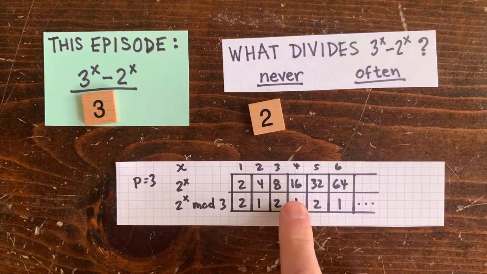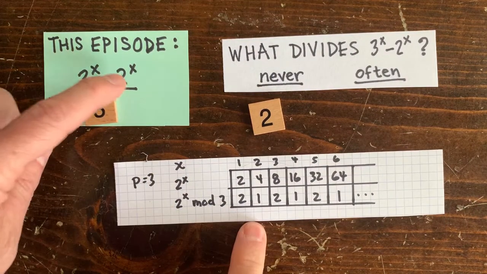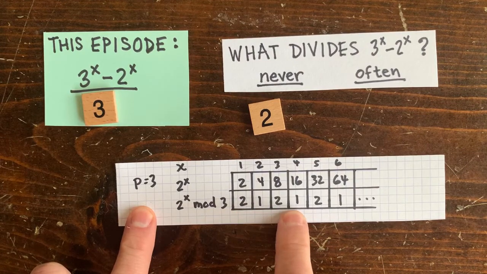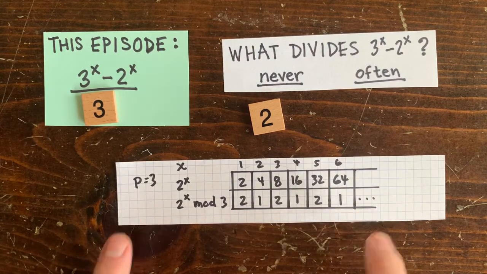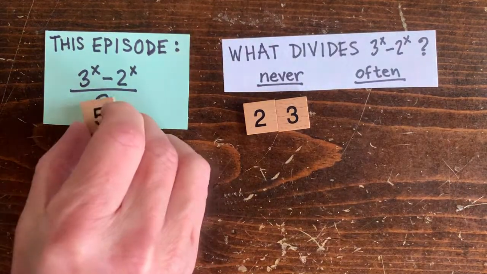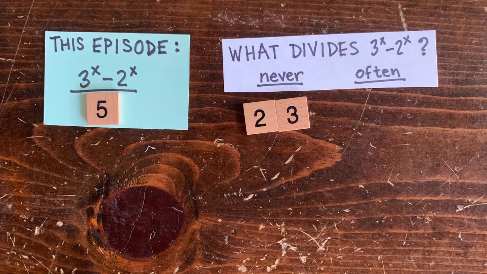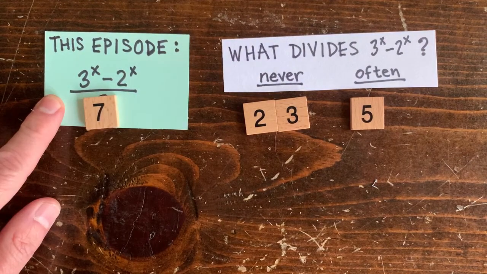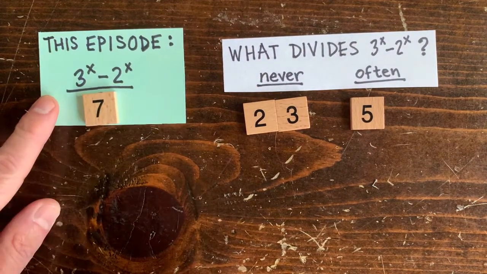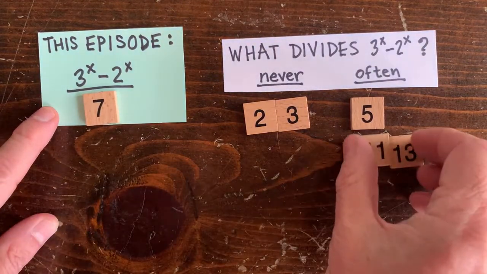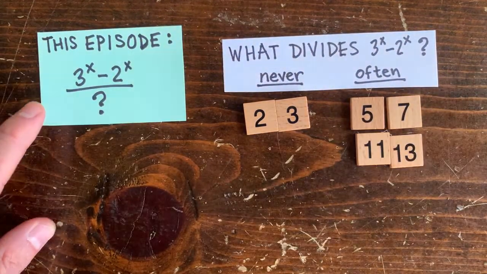Anyway, 3^x is divisible by 3, but 2^x never is. 2 is 2 mod 3, 4 is 1 mod 3, 8 is 2 mod 3, and so on. There's no 0 mod 3 in this cycle. How about 5? That's a different story. 5 divides 3^x minus 2^x all the time. Well, not all the time, but whenever x is even. And how about 7, 11, 13? Each one divides 3^x minus 2^x an infinite number of times. For example, 7 divides it whenever x is a multiple of 6.